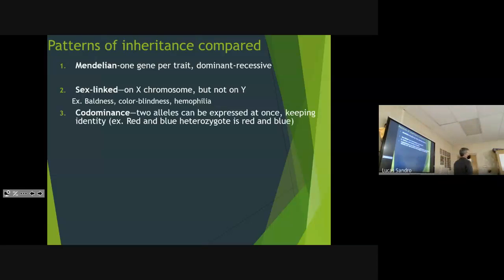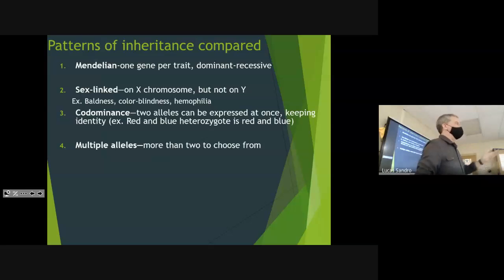Then your first twofer was codominance and multiple alleles. Codominance, where the two different alleles in a heterozygote both show up separately. If it's color, you're going to see both colors separately, speckled or striped or whatever. And multiple alleles is where it's not that you get more than two, it's that there were more than two to choose from.